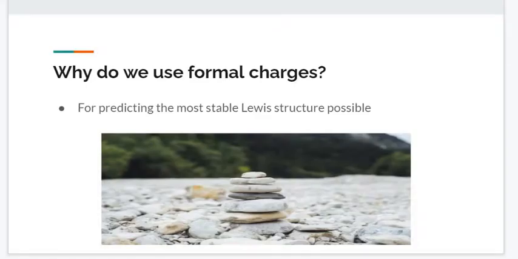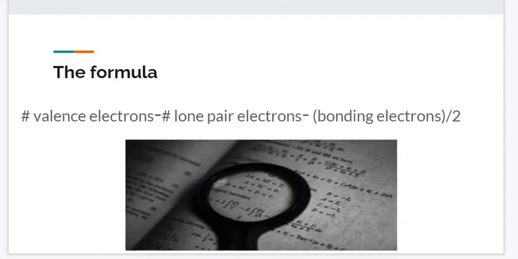Alright, so in this video we're going to be talking about formal charges. It's going to be a really quick recap about formal charges, so it's going to be a very short video. The reason why we use formal charges is really related to resonance. In this video I'm just going to presume that you know what resonance is. Formal charges are essentially for predicting the most stable Lewis structure possible. So let's dive straight into the formula.